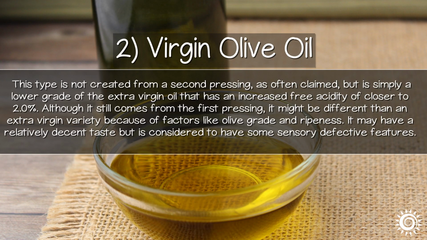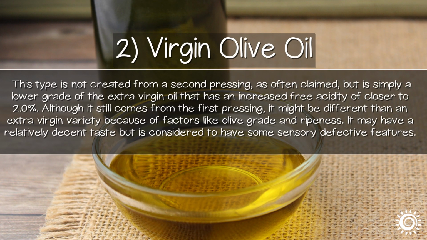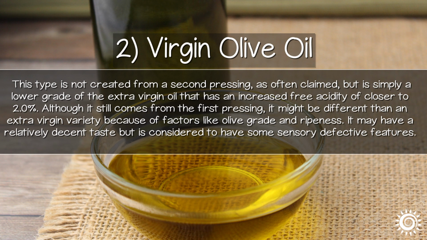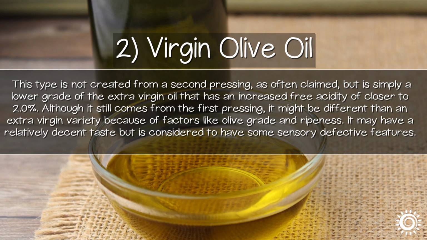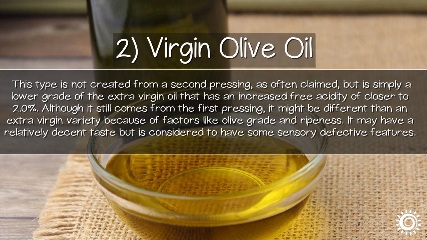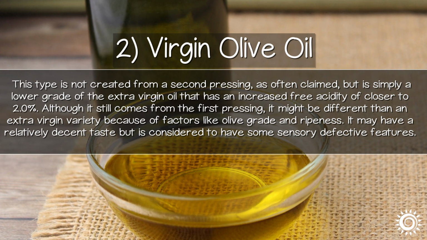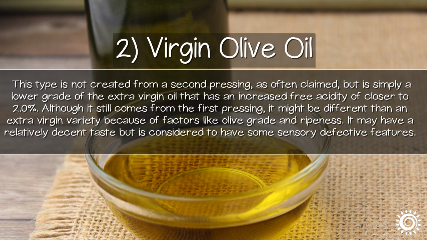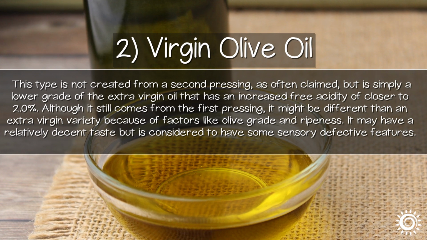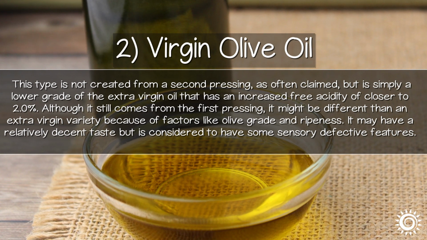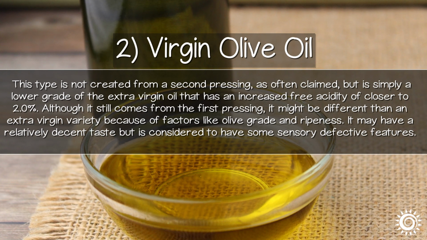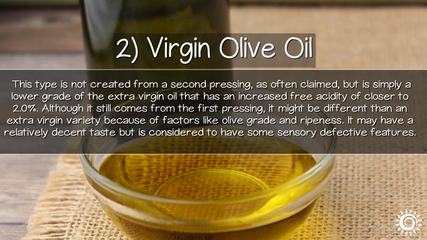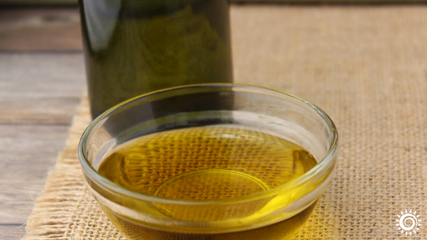Number 2. Virgin olive oil. This type is not created from a second pressing as often claimed, but is simply a lower grade of the extra virgin oil that has an increased free acidity of closer to 2%. Although it still comes from the first pressing, it might be different than an extra virgin variety because of factors like olive grade and ripeness. It may have a relatively decent taste, but is considered to have some sensory defective features.